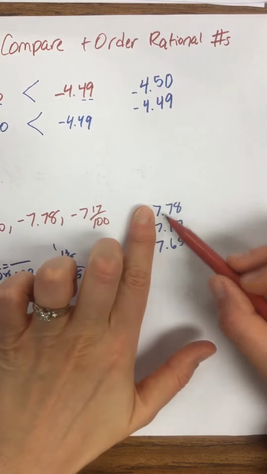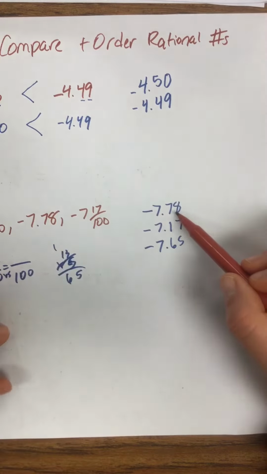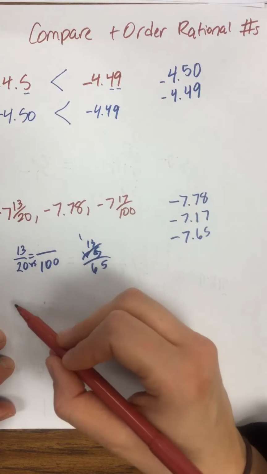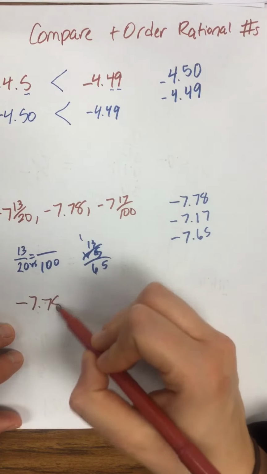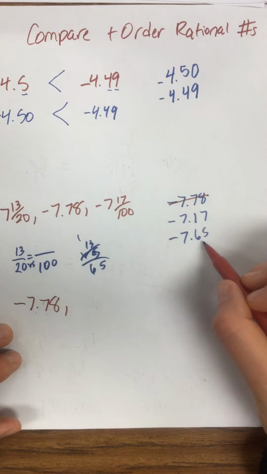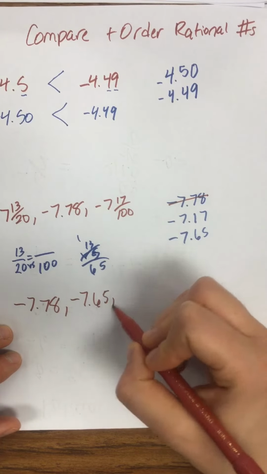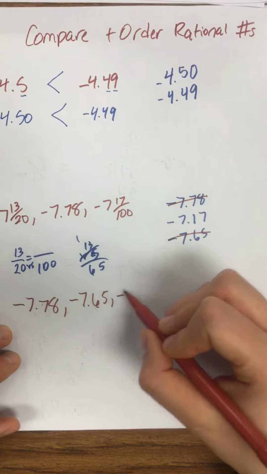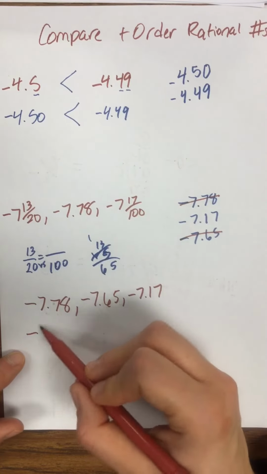So when I look at these, if they're all negative, the bigger it is, the smaller it actually is. So this looks to be the biggest number, that means it's the smallest, and that goes with the decimal, -7.78. I cross them off so I don't get confused. The next one would be -7.65, and finally, -7.17.